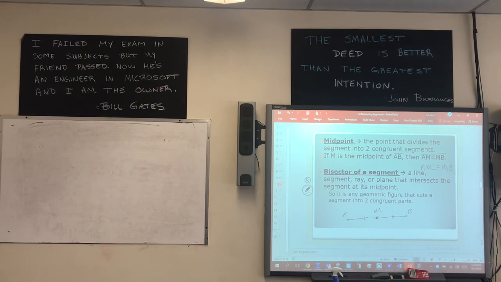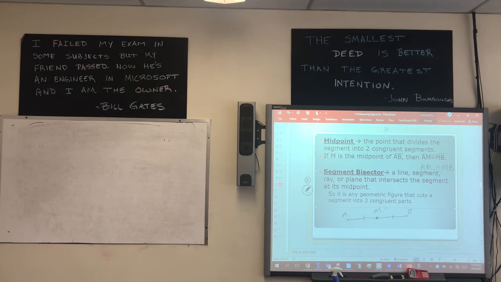So that gets us to the next vocabulary word. I don't like the way this is written, so I'm going to delete this. We'll call it segment bisector. The word bisects, or bisector: bi meaning two, sector meaning parts, right? Does that make sense? You're going to break something up into two parts. And because it's a segment, that's what's getting broken up, a segment getting broken up into two parts.